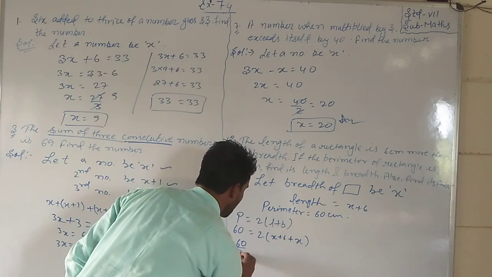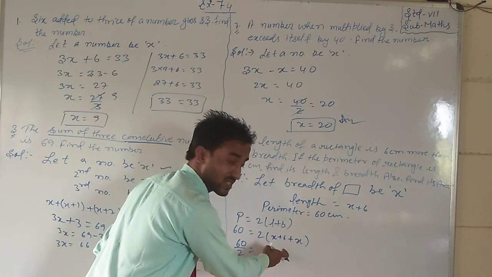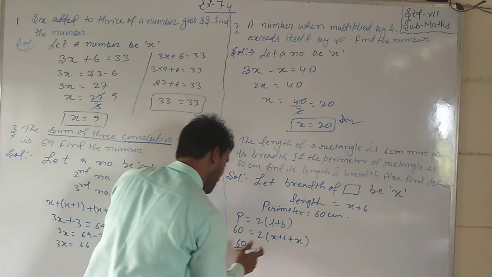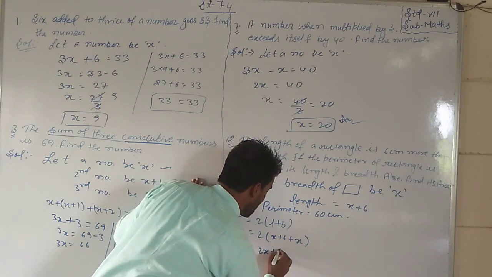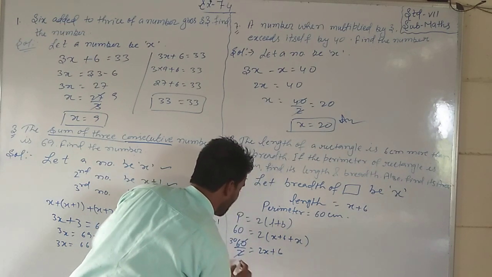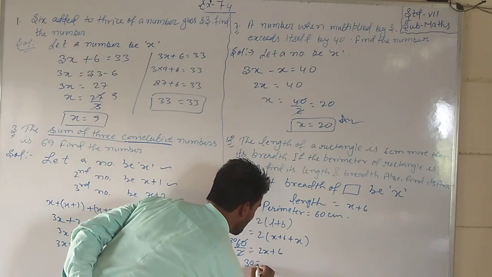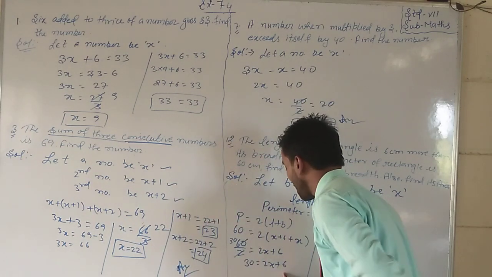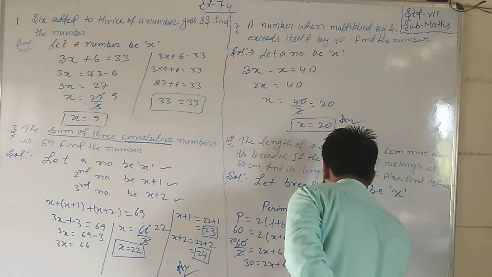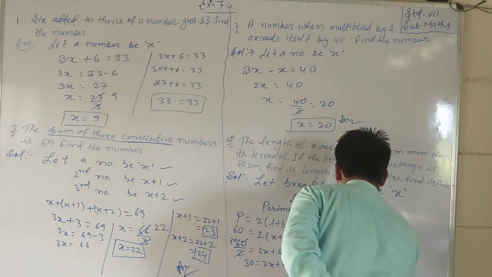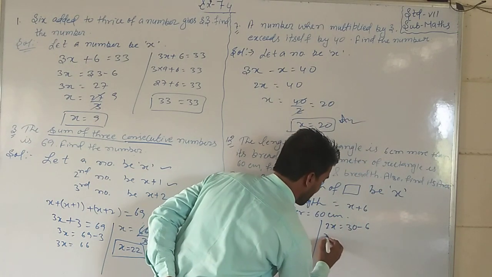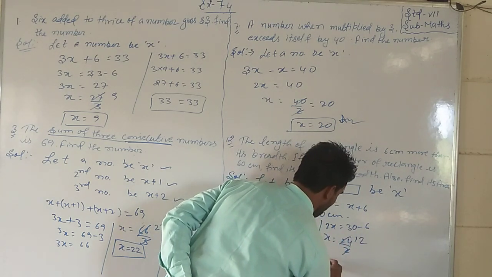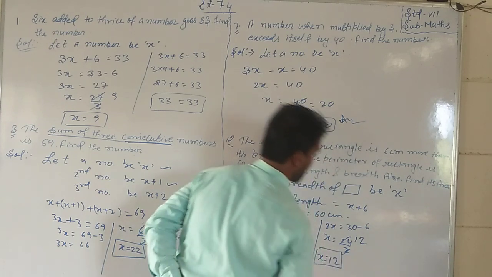So this term will transpose to this side. What will happen? 60 by 2. Why? Because here on the RHS it is a multiplication. That's why it will go to that side as division. What will happen? 2x plus 6 is equal to 30. It means we can say 30 is equal to 2x plus 6. This 6 will come to this side. It means 2x is equal to 30 minus 6. x is equal to 24 by 2. x is equal to 12.